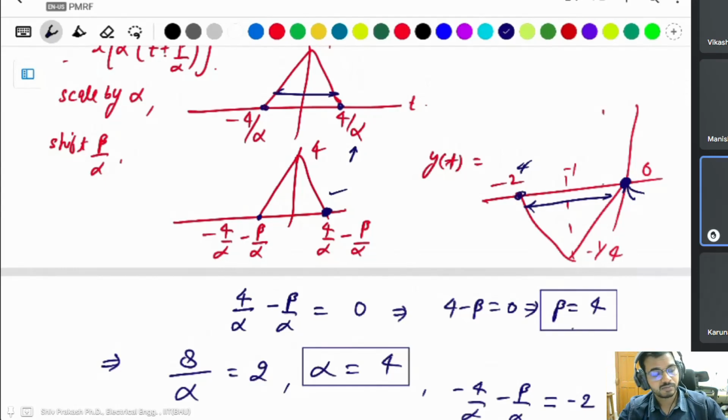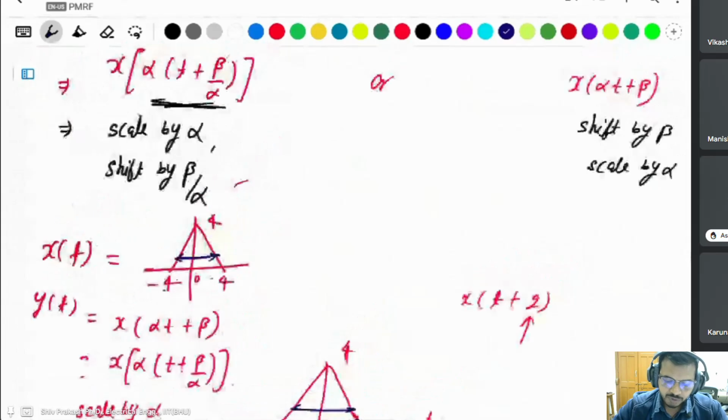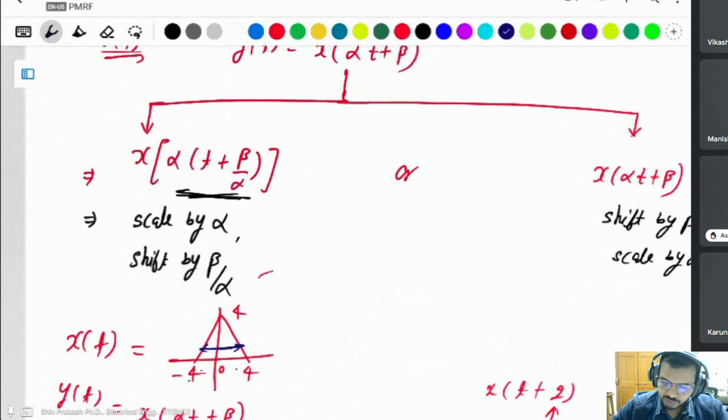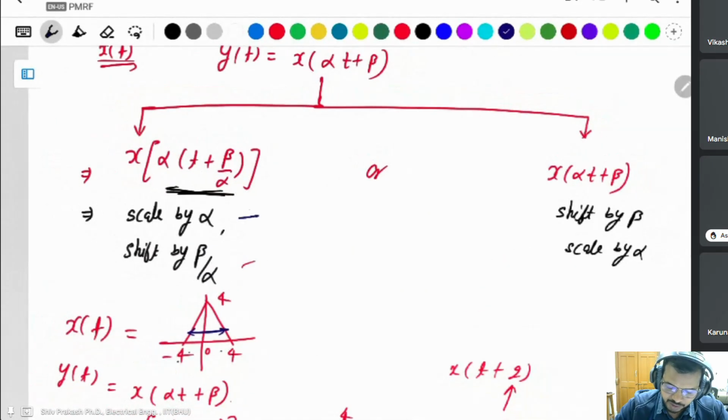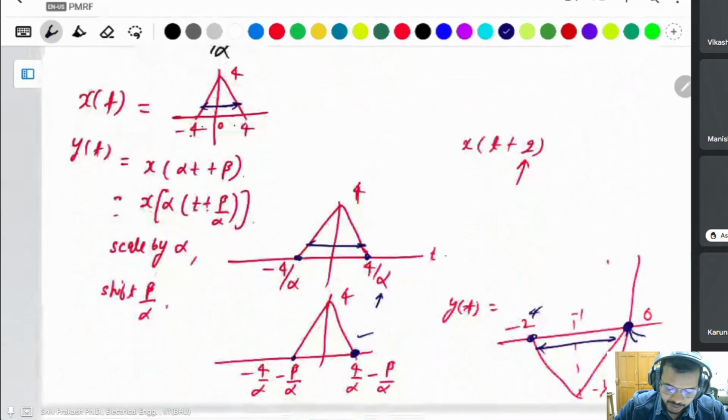Sir, again sir. Okay, I explain again. Don't worry. First of all, you have two options. You can first scale by alpha, then shift by beta by alpha. Because of this one, you take alpha common, then in total you have the bracket t plus beta by alpha. Then first scale, then shift by beta by alpha. Same apply. I am applying here.